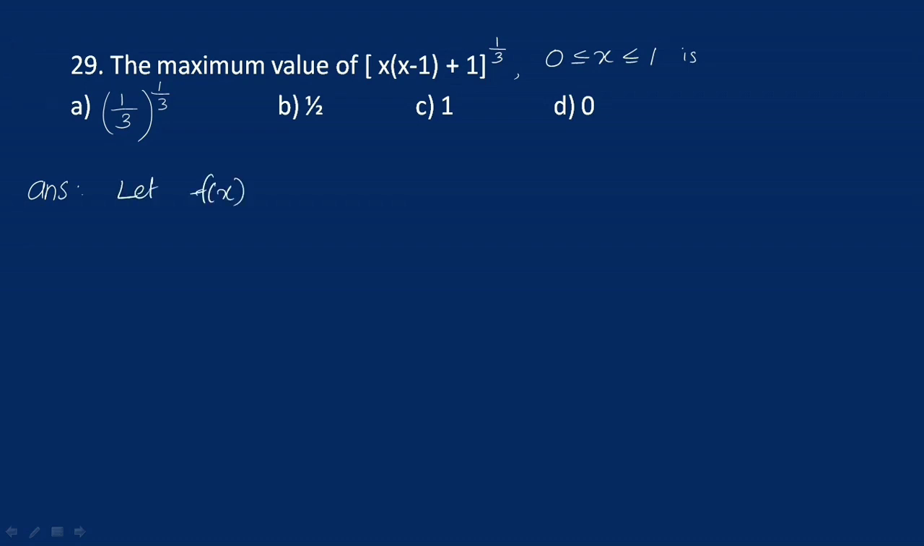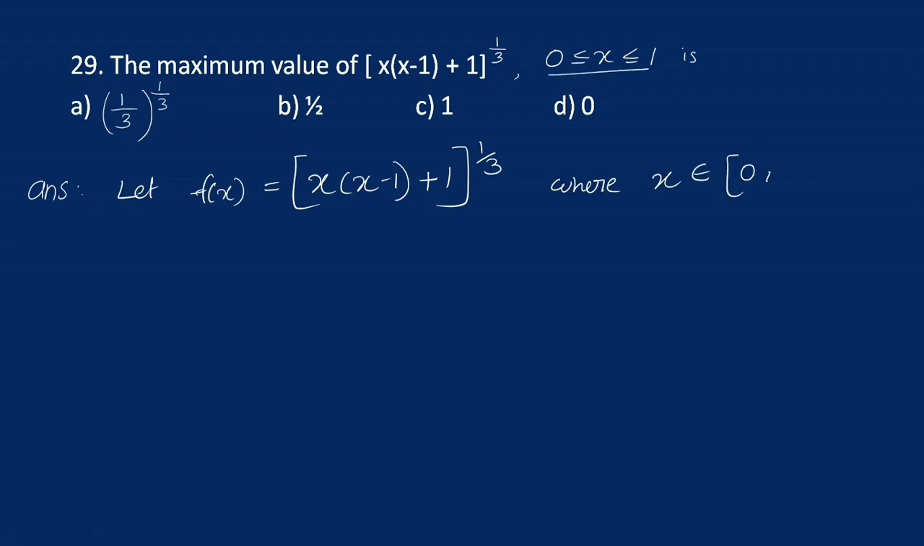So f(x) = [x(x − 1) + 1]^(1/3), where x belongs to the interval 0 to 1, that is 0 ≤ x ≤ 1. Now what is f'(x)? That is d/dx of [x(x − 1) + 1]^(1/3).